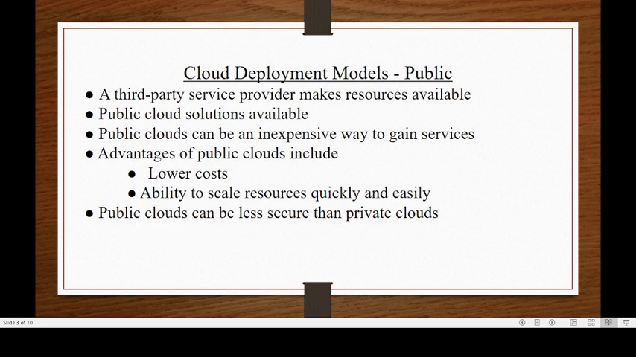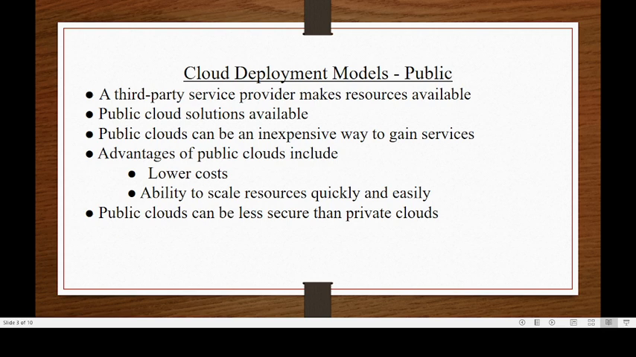Now let's see about the public model. In this model, a third-party service provider makes resources available to the end users over the internet. There are numerous public cloud solutions available today, including those from Amazon Web Services, Microsoft Azure, and Google Cloud Platform. Public clouds can often be an inexpensive way for an organization to gain a required service quickly and efficiently.